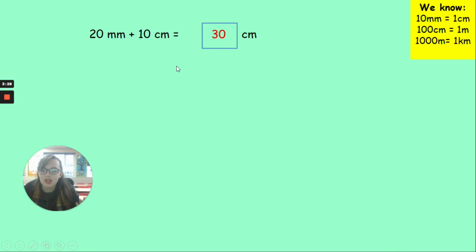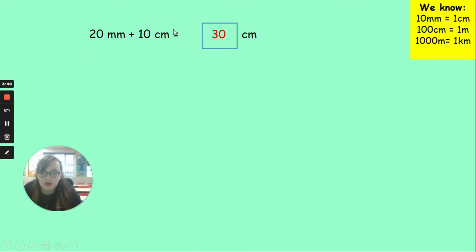That's like me asking you to add up the number of elephants and oranges and you giving me your answer in giraffes. It doesn't make any sense if we change what we're measuring part way through. I can see I'm looking for an answer in centimetres, so I need to make these two things centimetres as well before I can add them together.